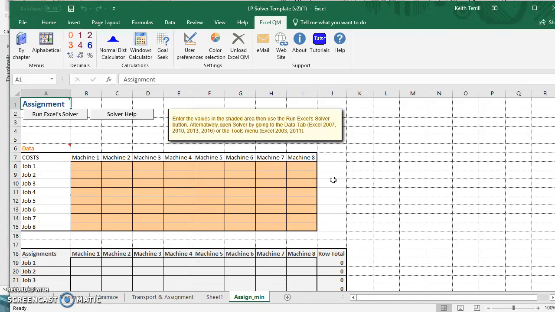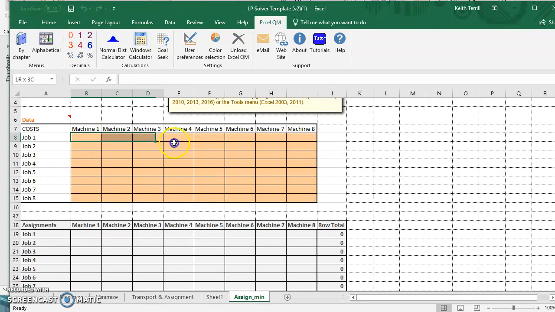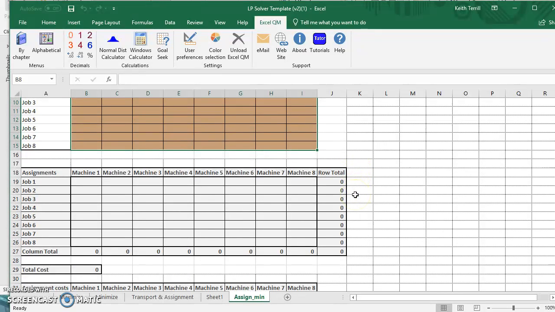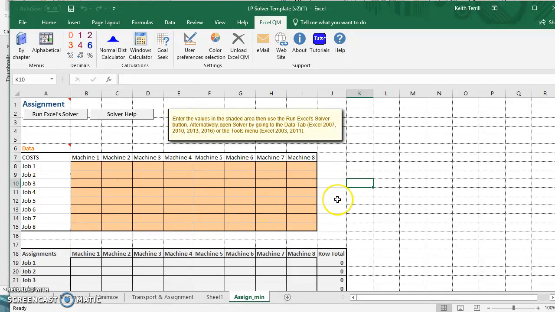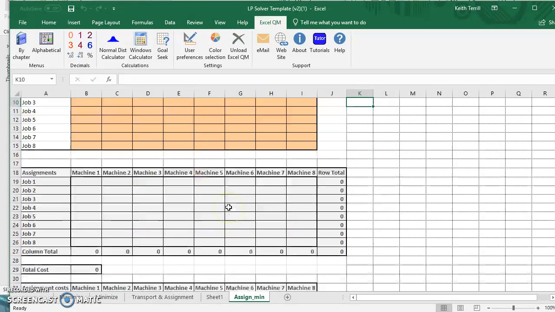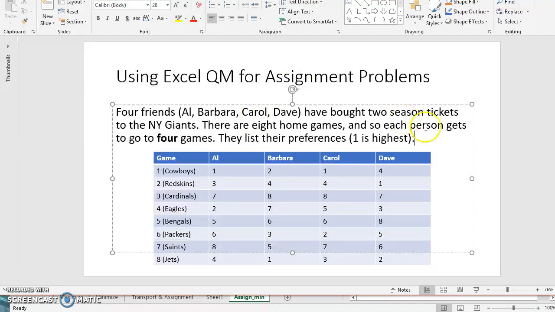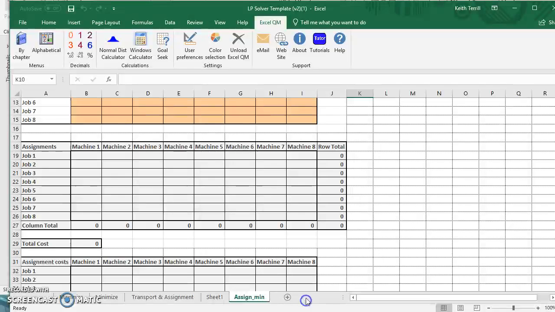Well, I mean, I do because I've done this before, but Excel QM, when it comes to their assignment templates, it's going to have the definition, 1 job, 1 thing. Can only assign 1 job per machine, can only have 1 machine per job. But that's not what we're actually looking at in this situation. I've got 2 actors, 2 people doing every game, and I want them to be assigned to 4 games. So 1-to-1 is not actually the case.